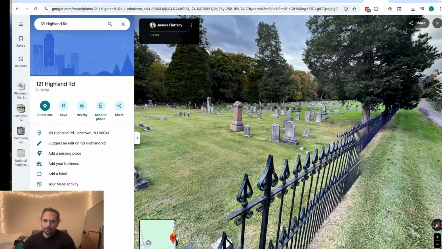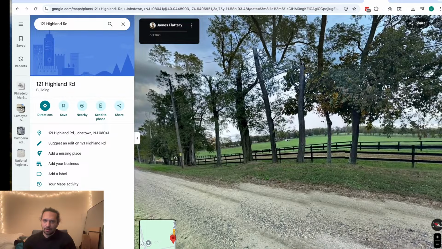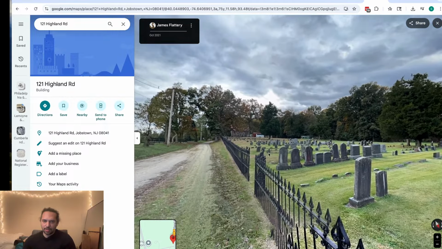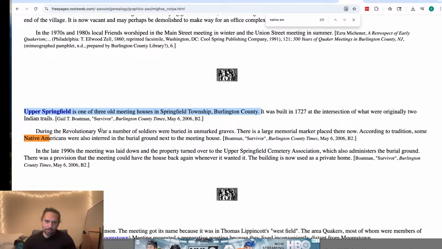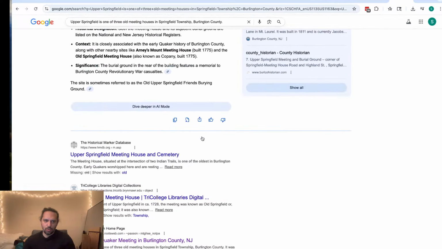There we go, folks. There's a cemetery for you. So it looks like there might be some Native Americans buried in this cemetery, at least according to this site. There is a large memorial marker placed there now. According to tradition, some Native Americans were also interred in the burial ground next to the meeting house. But that's all we know.